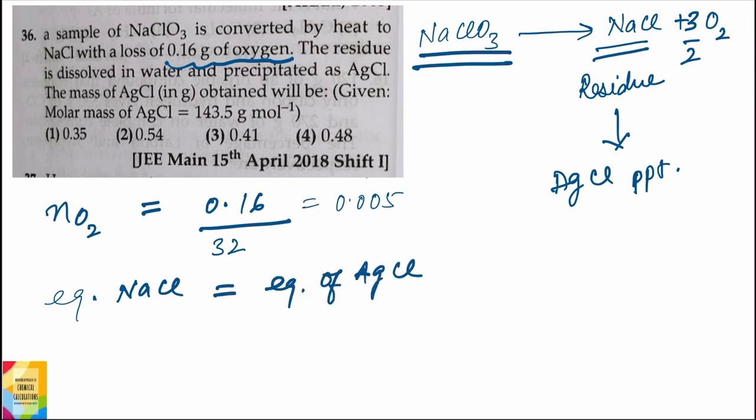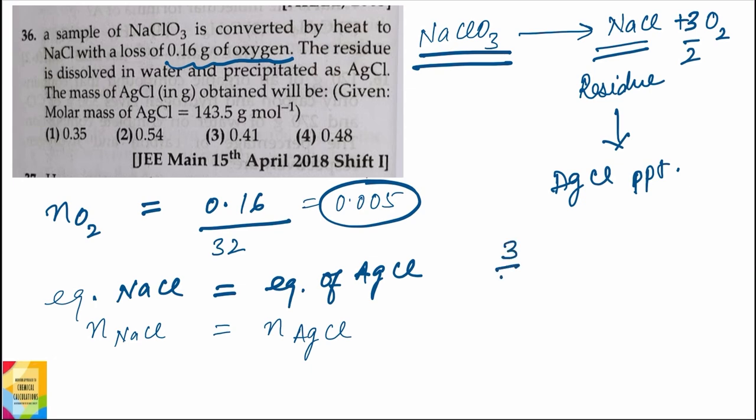Now equivalent weight of NaCl is same as its molecular weight. Equivalent weight of AgCl is same as its molecular weight. तो हम यहाँ पे ये भी लिख सकते हैं कि moles of NaCl is equal to moles of AgCl. Now we need 0.005 moles of oxygen from this reaction.